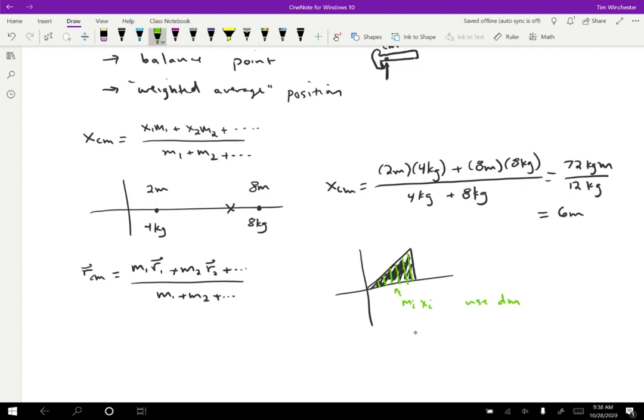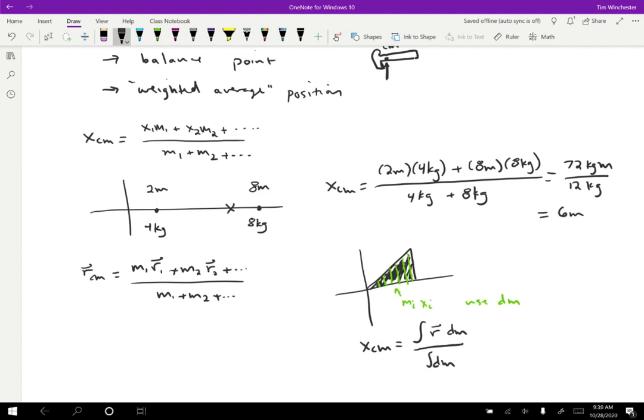And then what you can do then is you can just integrate. Xcm is going to be the integral of the position r times the little bit of mass that is in that little sliver that we cut out of that shape. But we also need to divide by the total mass, which is just the integral of dm.